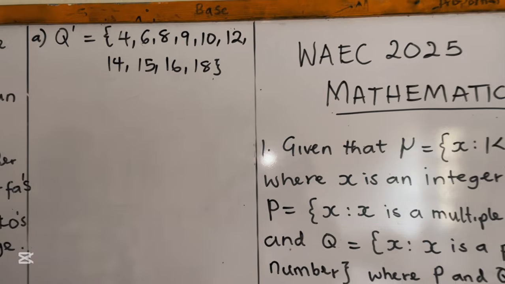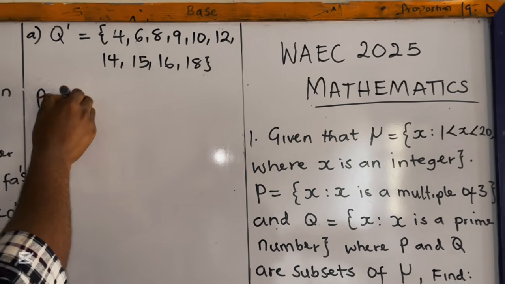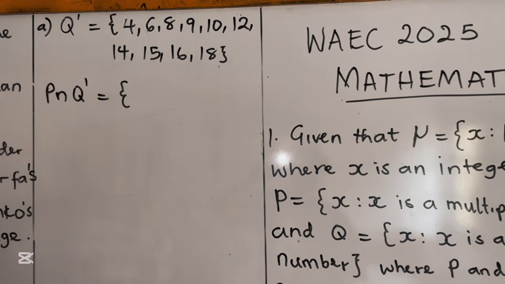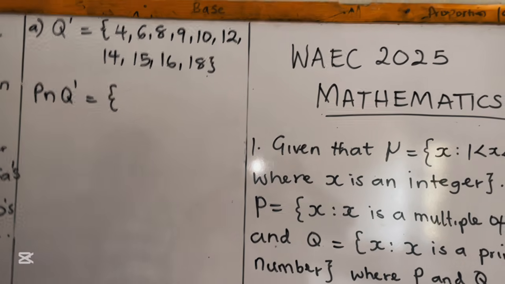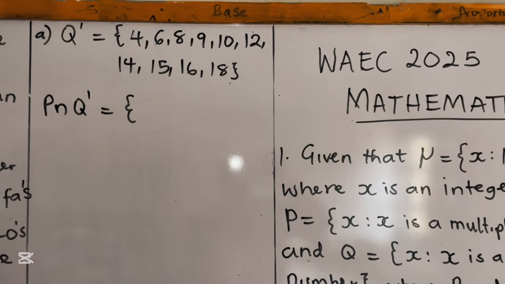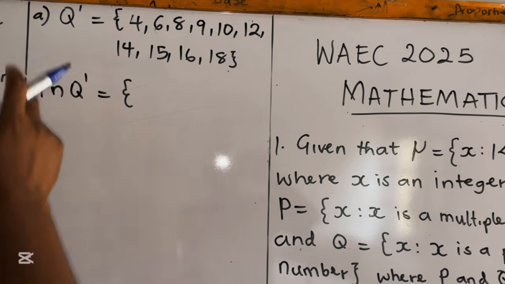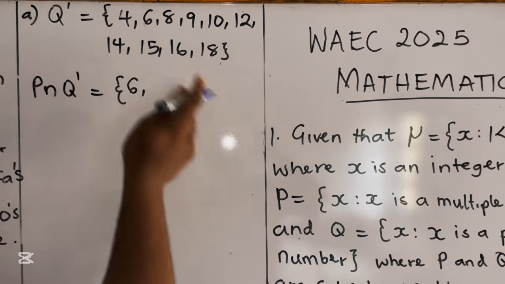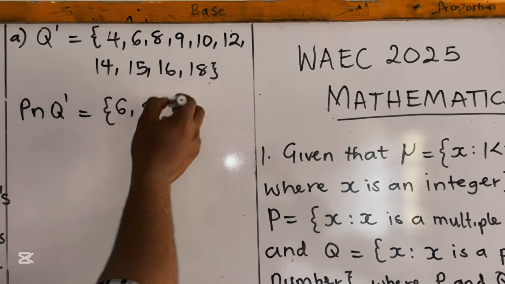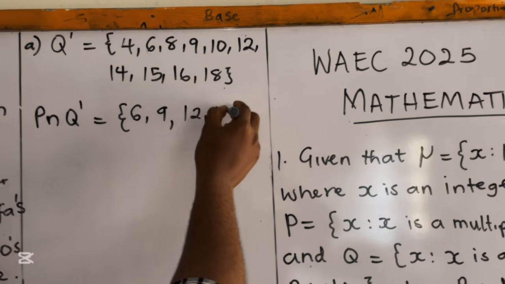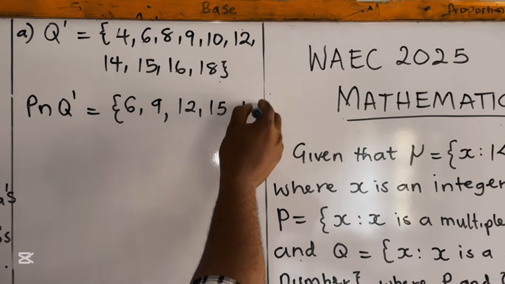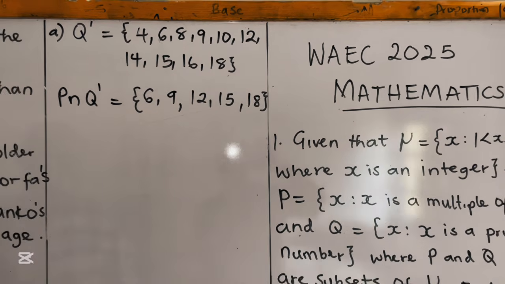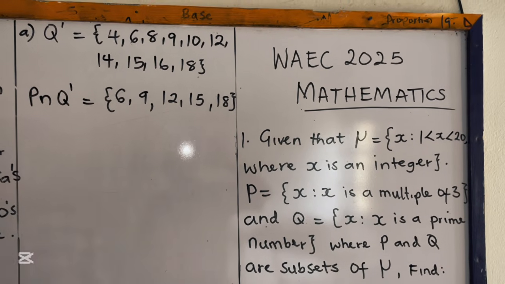Alright, so in this case now you can find P intersection Q prime. So the numbers that are common to P and to Q prime. So in P we have 6 and in Q prime we have 6. So we have 6. The same thing with number 9. Same thing with 12, 15, and 18. So the set P intersection Q prime is 6, 9, 12, 15, and 18.